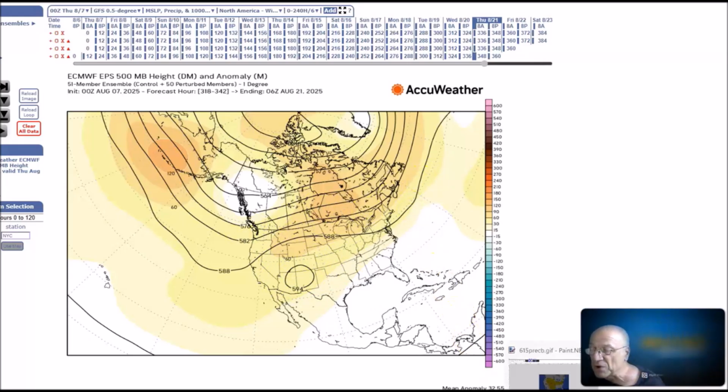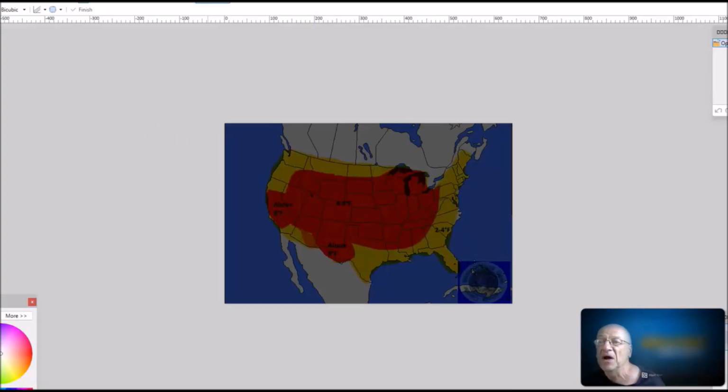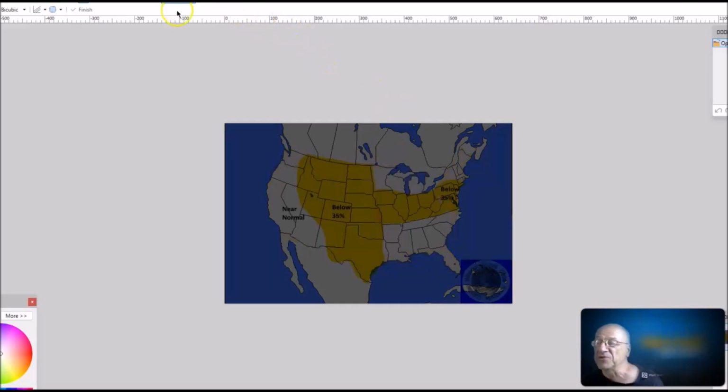So for this forecast period, I am calling for above normal temperatures for much of the country. Calling for our numbers to be near 8 degrees above normal, mainly in the orange or in the red areas. And for precipitation, calling for little change in the precipitation anomaly forecast from the previous period.